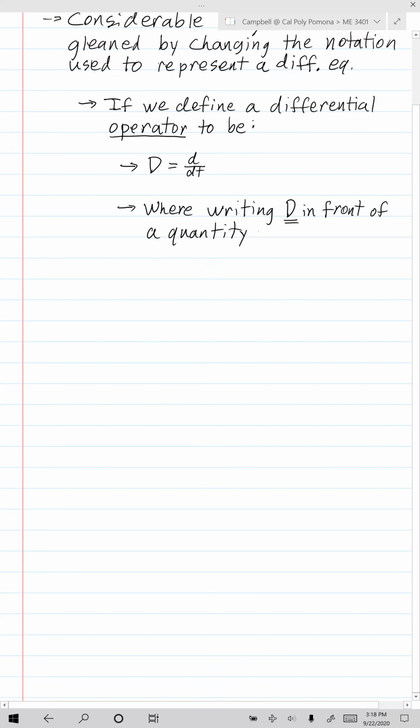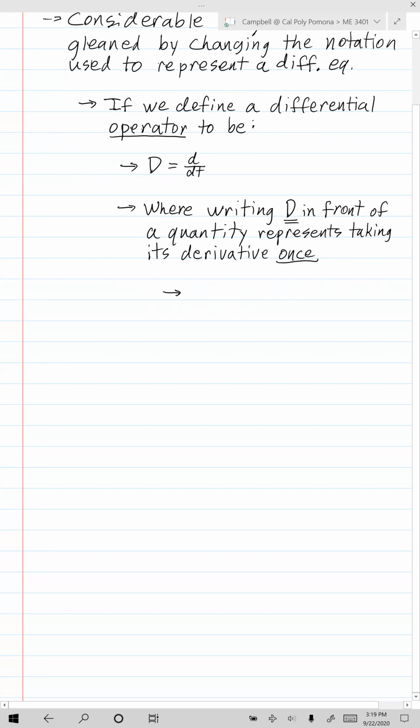So let's go ahead and say that it represents, as I was just indicating, taking the derivative of that quantity. Here I'll just say its derivative, once. So you write one capital D in front, you're taking the derivative once.